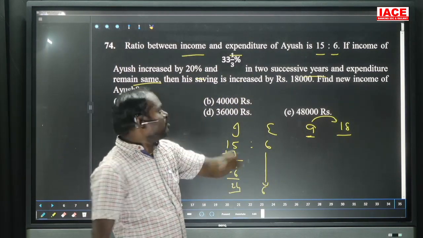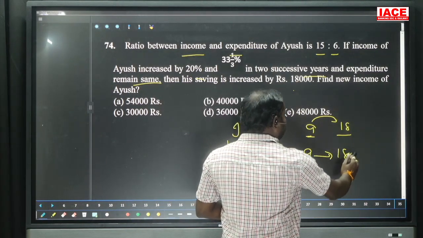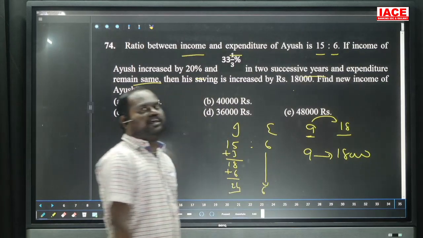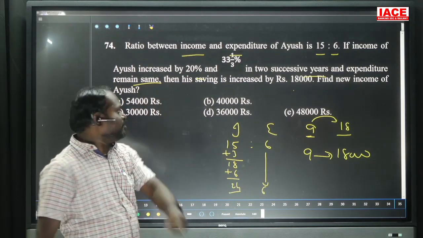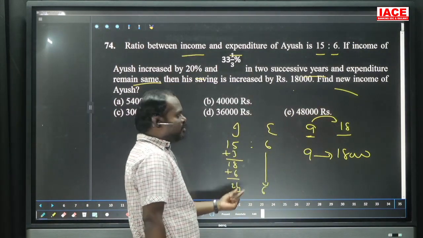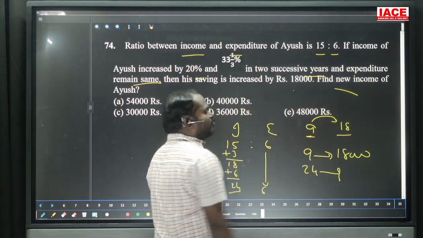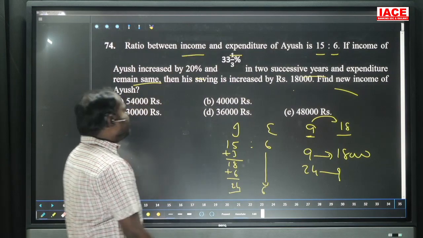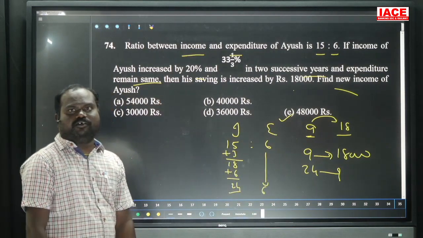But as per the problem, how much extra? 18,000. So 9 equals 18,000 rupees. One part is 2,000. The question is asking, what is the new income of Ayush? New income is nothing but 24. If 9 is 18,000, 24 will be how much? 9 twos, so 24 twos is 48. 48, and option E. Option E, 48,000. Right? Next.